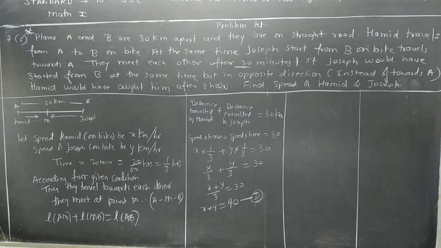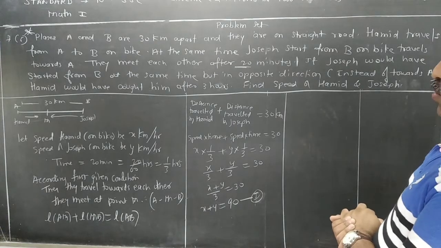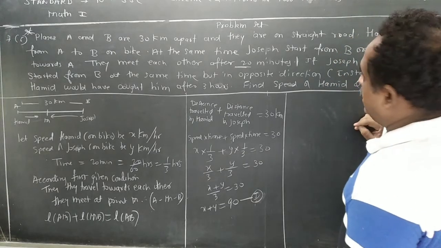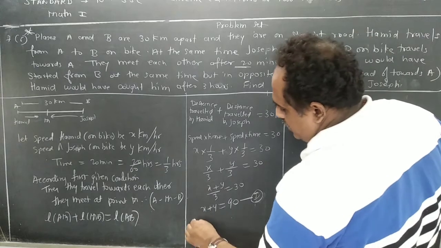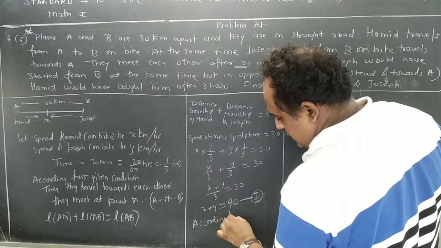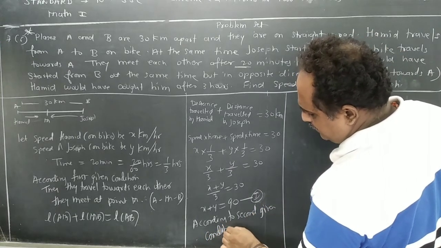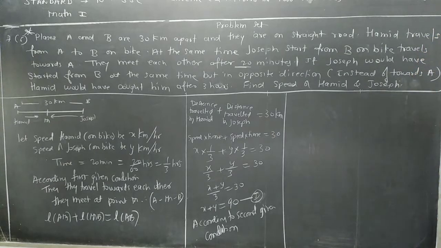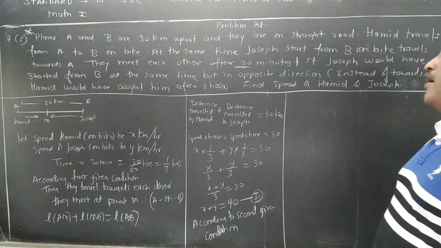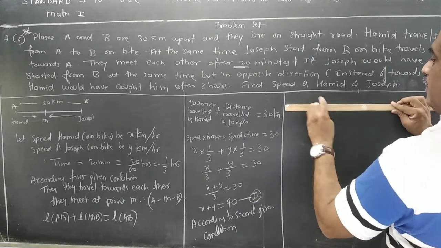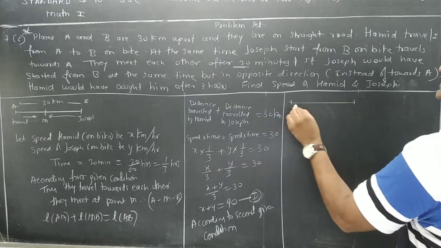Now again you have to think for the second condition. What is the second given condition now? You have to write according to second given condition. This we have to take a little care about. If Joseph would have started from B at the same time but in opposite direction, it means we have to draw A and B again. This is A and B.